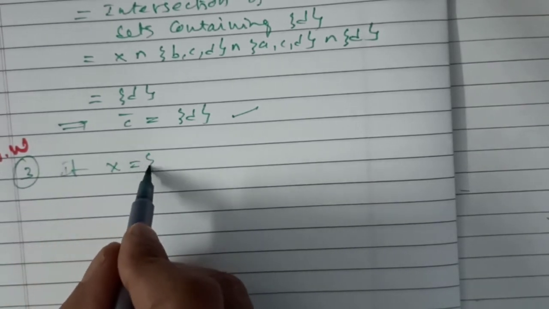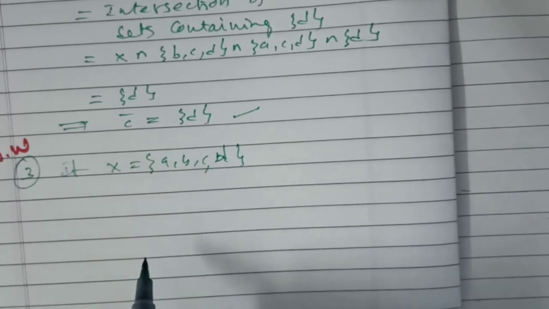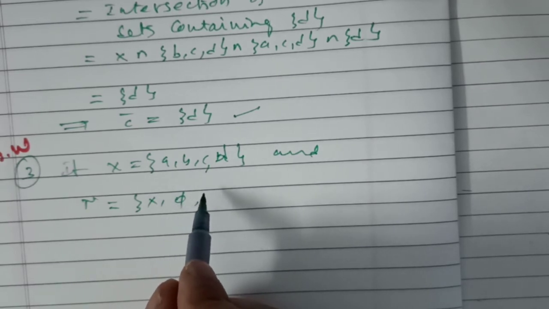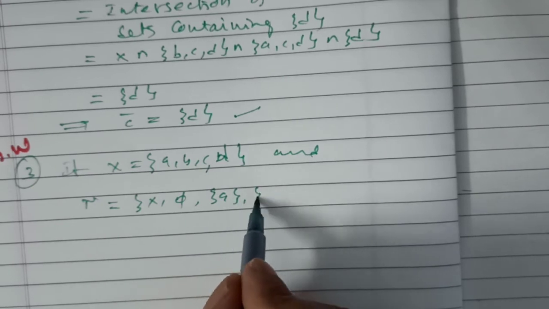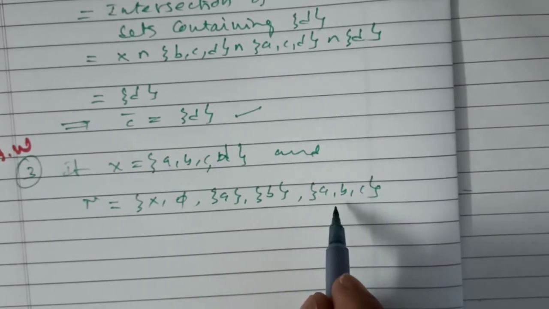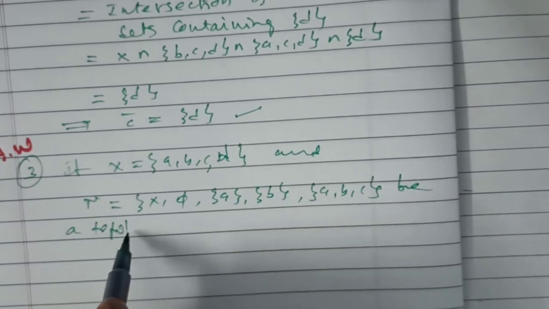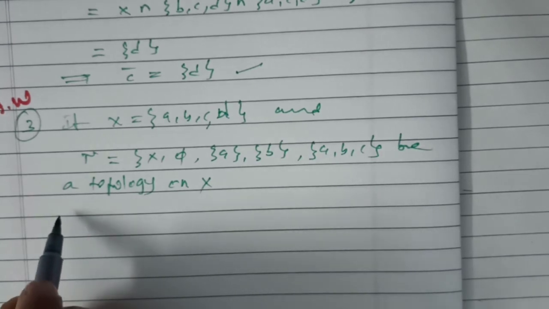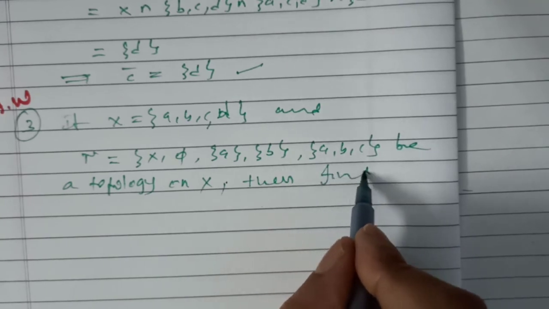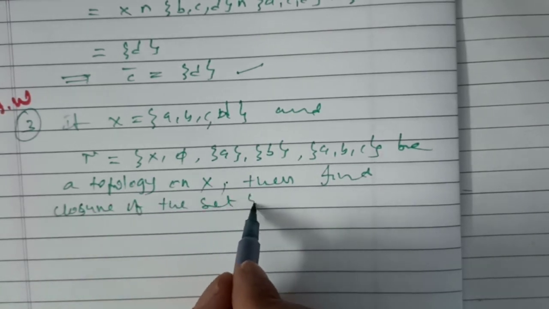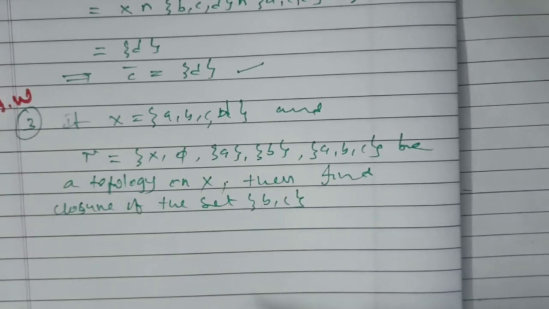If X is equal to {a, b, c, d}, and tau is equal to {X, phi, {a}, {b}, {a, b, c}} be a topology on X, then find the closure of the set {b, c}.